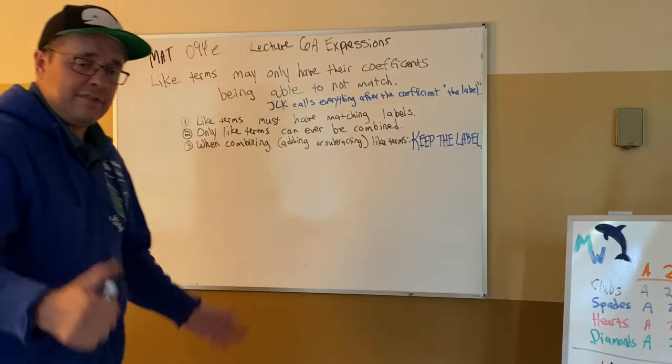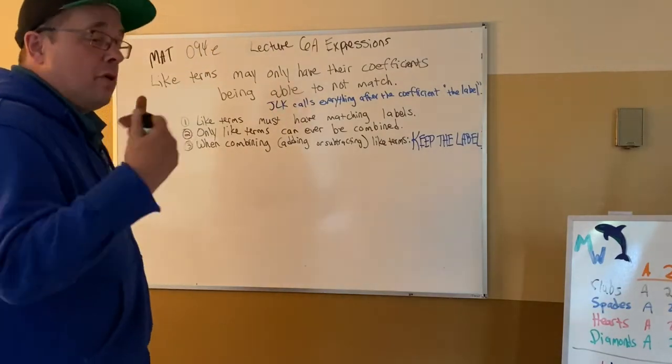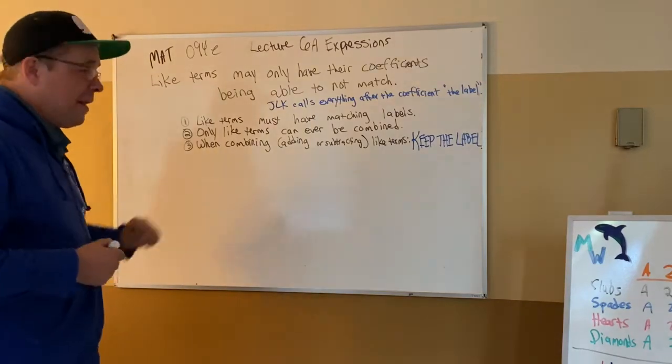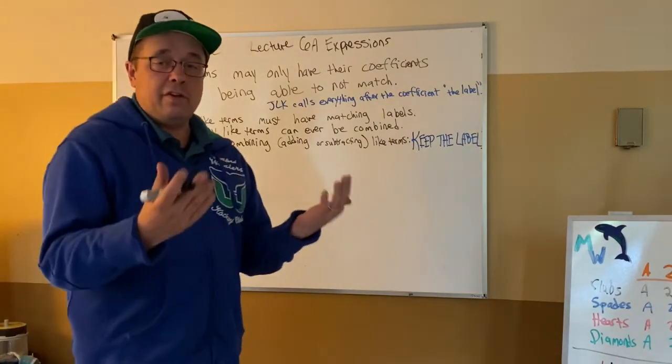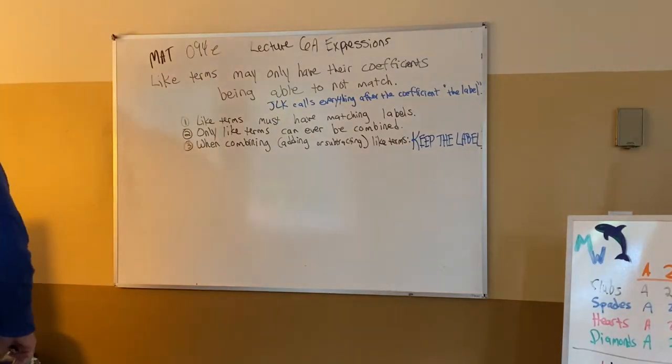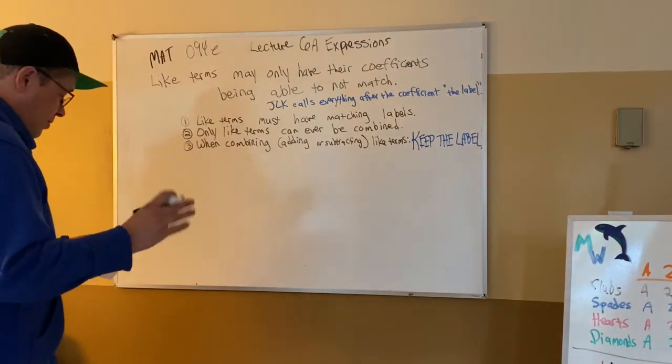That's it. Wait, that sounds like gibberish. Keep the label. Put them in alphabetical order. See if the labels match. If the labels match, when we're combining like terms, we're adding or subtracting the numbers, which are the coefficients. So we're only going to combine ones that are like terms, and we're not going to force together anything that's not.